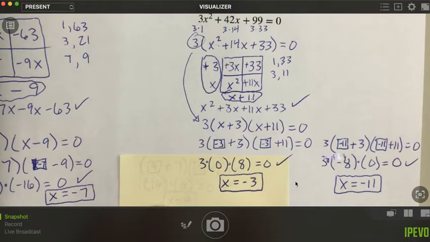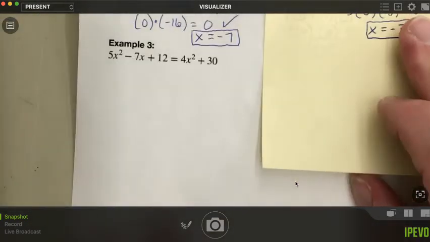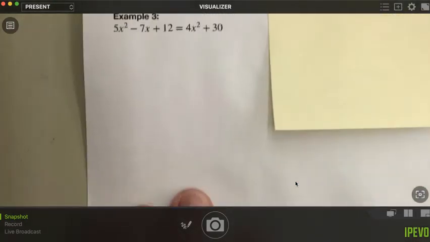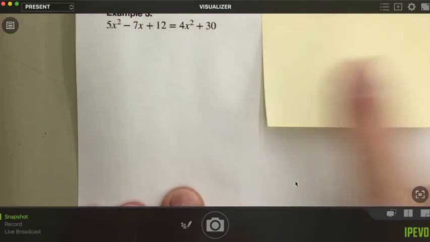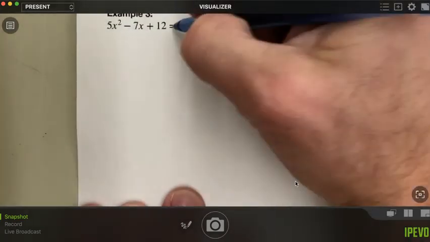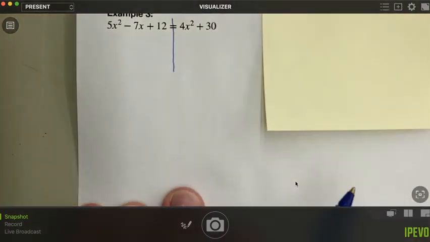All right, we're going to look at one more case, and then I'm all done. Let's move on down to example 3. What you'll probably notice in this case is that it does not equal 0. And so what we're going to do is get rid of the terms on this side to make it equal to 0.